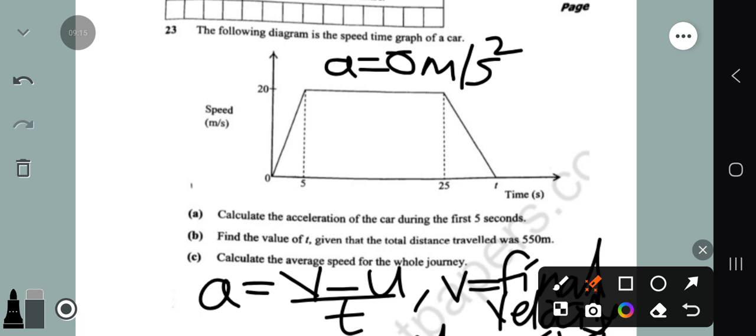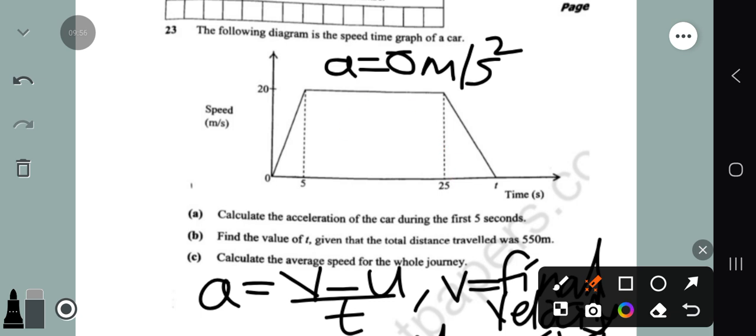So we are going to first find the area of this triangle plus the area of this rectangle plus the area of this other triangle. Then we are going to equate it to what? 550. Hope you understand that. So distance is area under the graph. So just split the shapes here, find the area of each shape, and equate to the total distance that you are given. If you are not given the total distance, they will ask you to find the total distance. So to find the total distance, just split the shapes and start finding the area of those shapes. All right? Hope you understand.